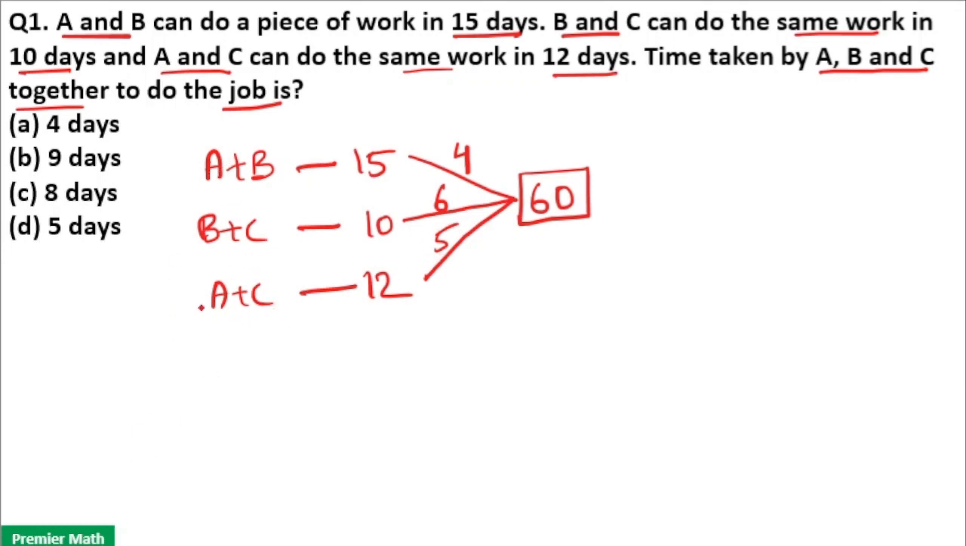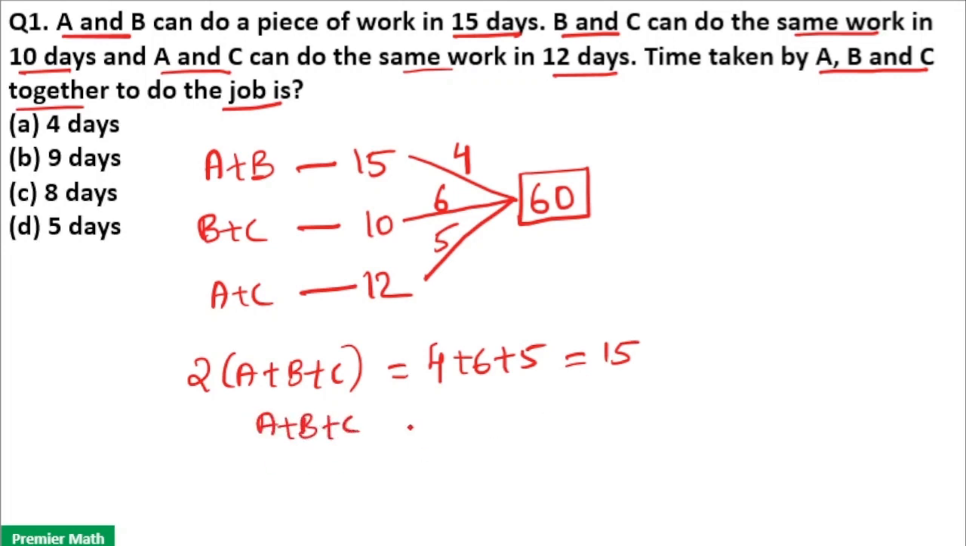Here add A, B, B, C, A, C together. There is 2A, 2B and 2C. That means 2 into (A plus B plus C). Efficiency is here 4 plus 6 plus 5. AB efficiency 4, BC efficiency 6, AC efficiency 5. If you add all these together, 2 into (A plus B plus C) is equal to 15. That means efficiency of A plus B plus C is 15 by 2, which is equal to 7.5 unit.